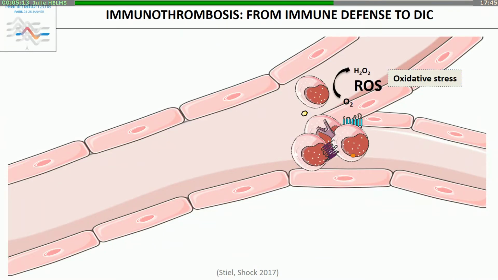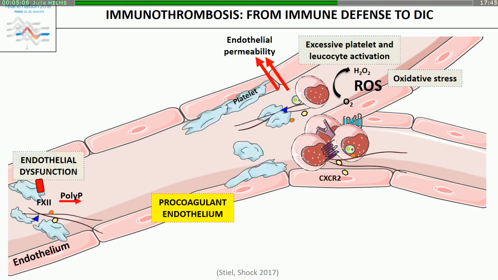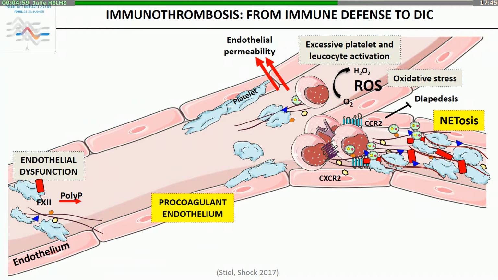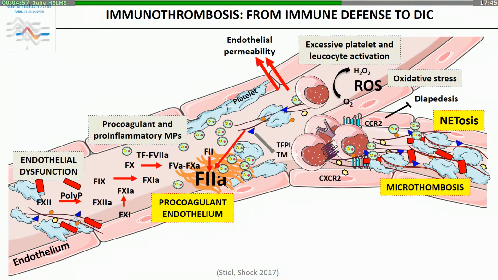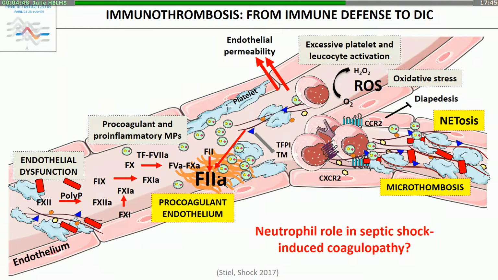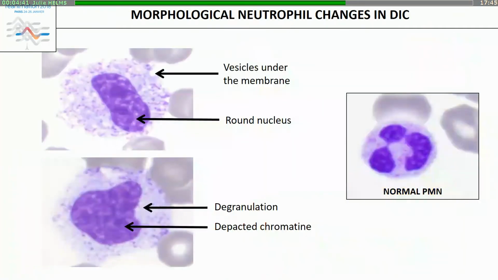Indeed, during septic shock, we have an excessive activation of leukocytes leading to oxidative stress, leading to excessive platelet and endothelial activation, to excessive NETosis process, and to excessive coagulation activation with defective fibrinolysis. And this is what leads to DIC. So neutrophils thus play a really key role in septic shock-induced DIC.